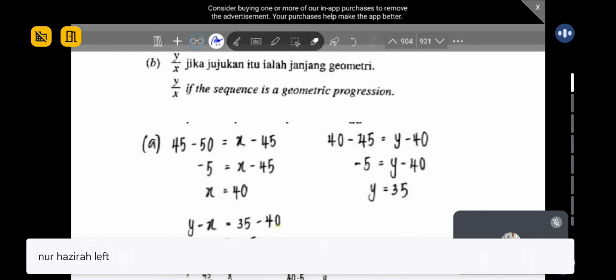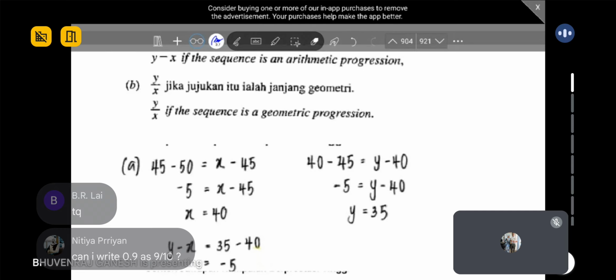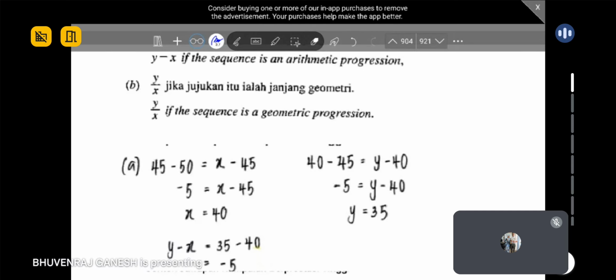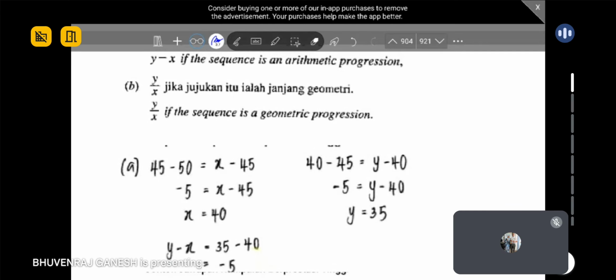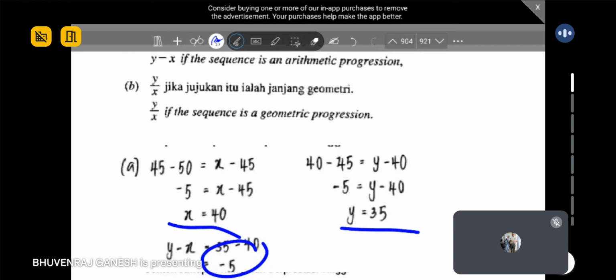Okay, thank you for telling. So these are the example of answers that SPM students wrote in that year. Ini adalah contoh jawapan orang tulis dalam soalan dalam SPM 2023. So you can see they actually find out the X and Y value first, then find the common difference. Kalau kamu buat macam ni, also no problem. You still get full mark one, guys, even though you show working.